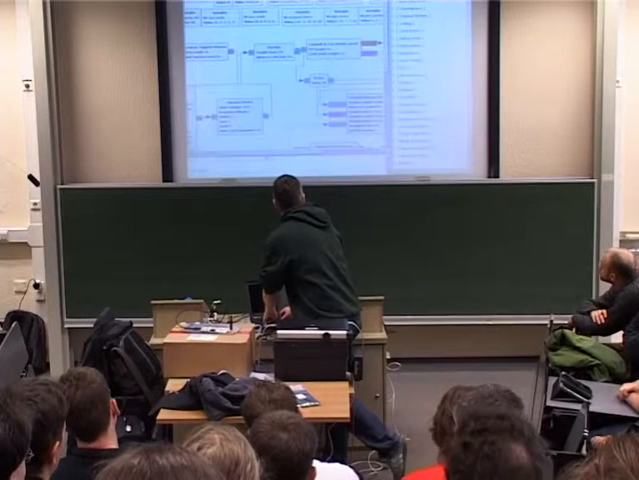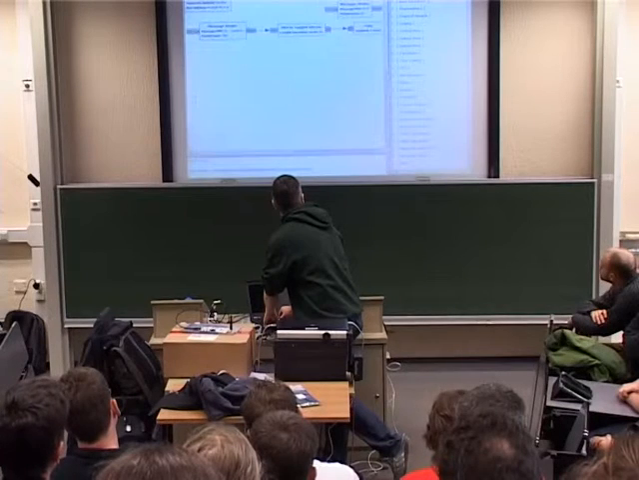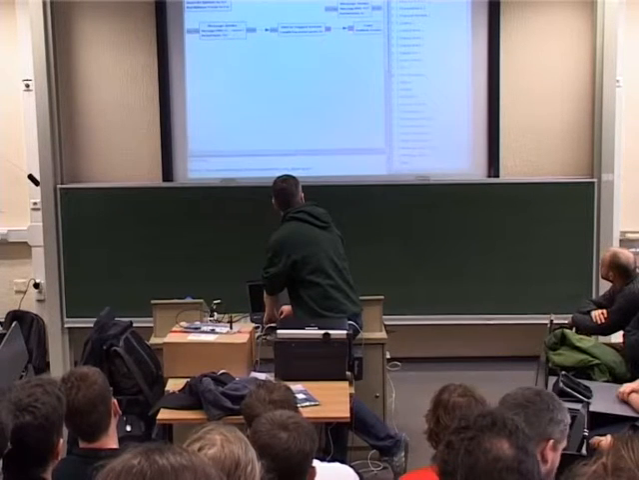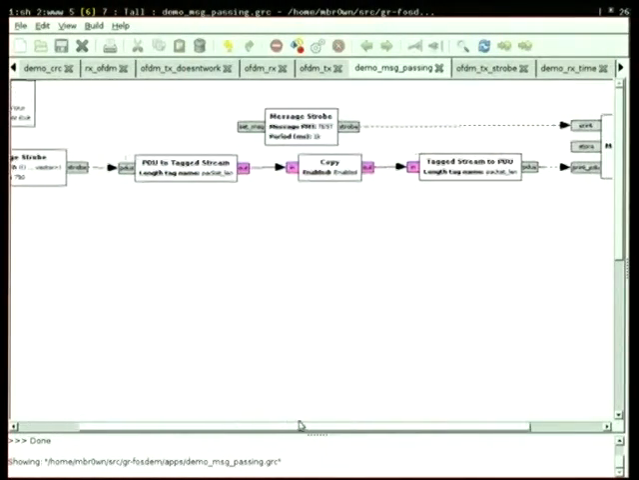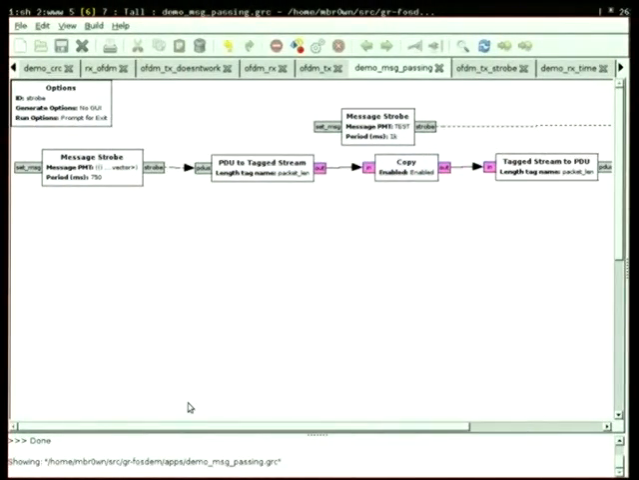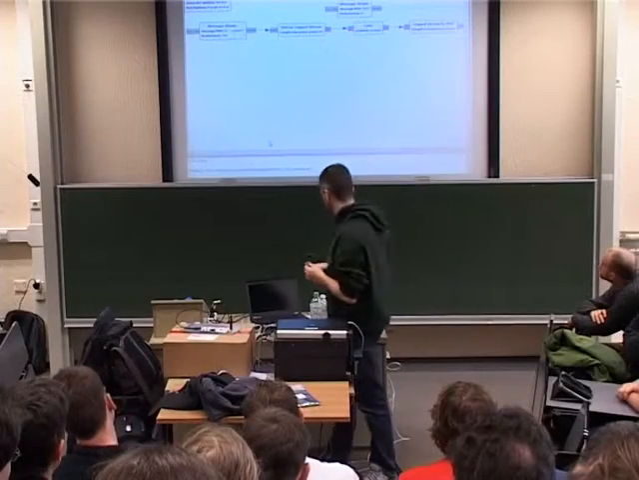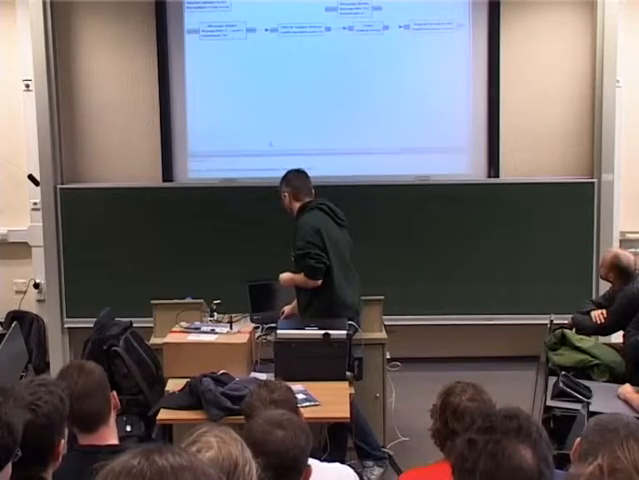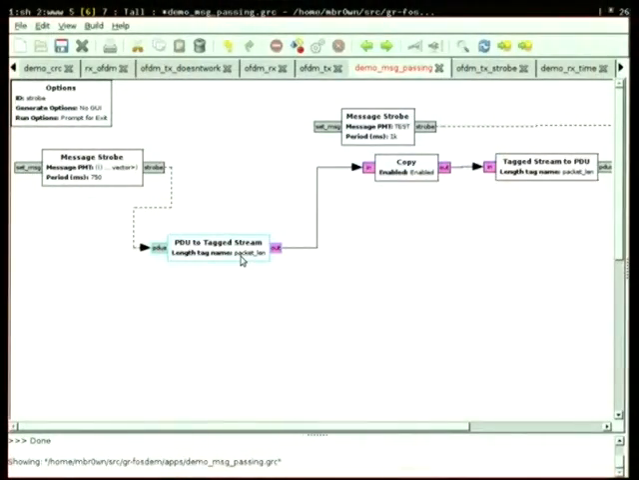Now this flow graph, I have it open here. I'm going between these boundaries, like PDUs streaming back and forth in this flow graph. So dotted lines mean PDUs. Straight lines mean synchronous samples.